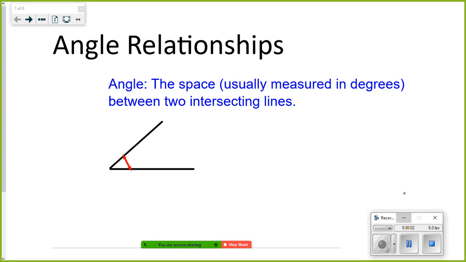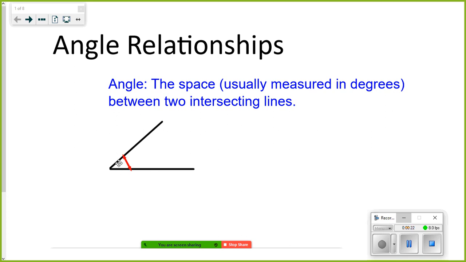All right, so angle relationships. First of all, you've got to understand what an angle is. An angle is the space between two intersecting lines, and that just means two lines that cross. The wider the space is, the bigger the angle is.